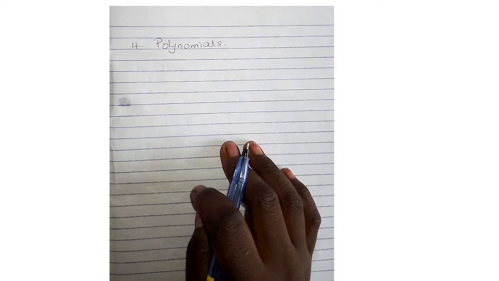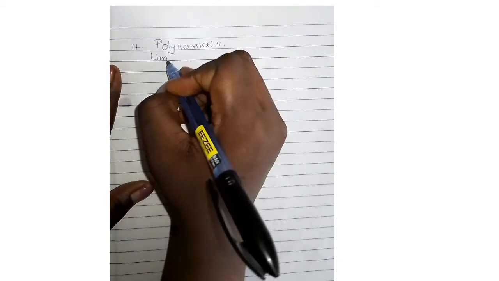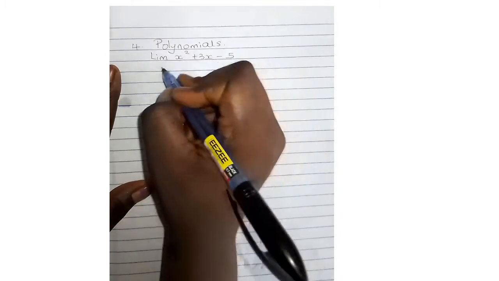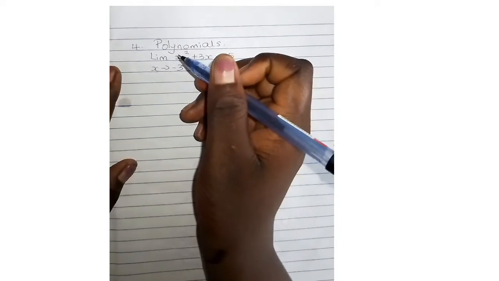Now, given a question, the limit of x squared plus 3x minus 5 as x approaches minus 3. So this simply means we are going to break it down into a very simpler form so that it will be so easy for us to solve for the limit.